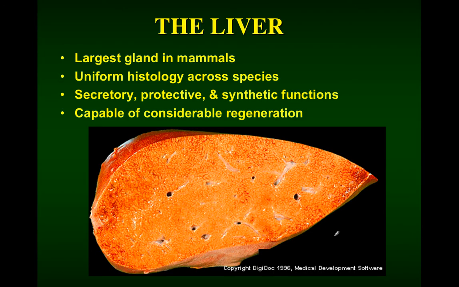The liver is one of the largest glands found in all mammals. Usually they are uniform histologically across the species. By this I mean the liver of the dog is similar to the sheep, goat, cow, horse, even human. The liver is multitask. It has secretory, protective, and synthetic functions. And very importantly, it's capable of considerable regeneration.